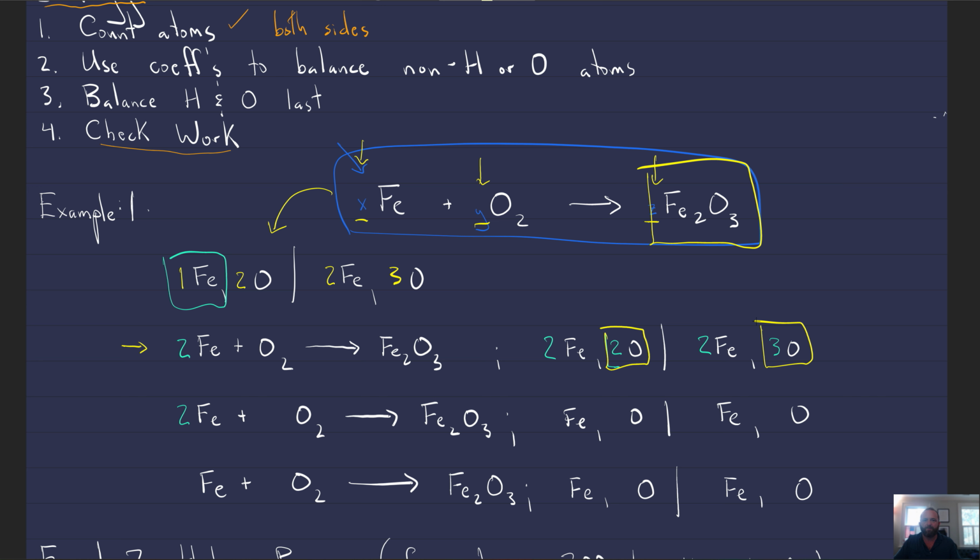So to just brute force make the number of oxygens on the left agree with the ones on the right, we can add 3 halves or 1.5. I'll do 3 halves because we're going to use fractions later, but 3 halves is the same as 1.5. So if we go and count atoms again, we've got 2 irons, 3 oxygens, 2 irons, 3 oxygens. So everything agrees.